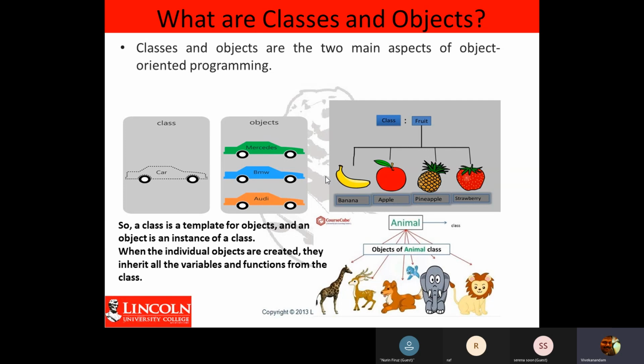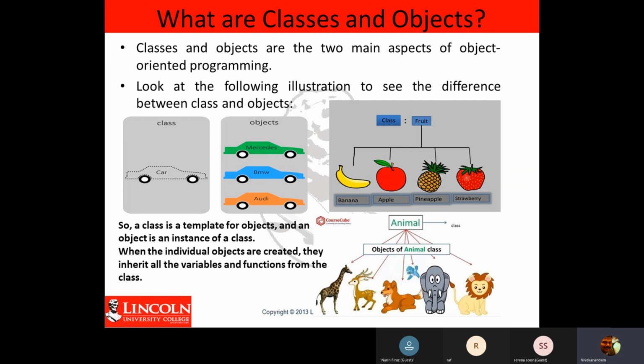Before we go to classes and objects, there are two main aspects of object-oriented programming. In the following illustration, see the difference between class and object. You can take a car as a class. Normally, all of you know what object-oriented programming is. With object-oriented programming, we can write a program for real-world objects. That's why I explained real-world objects.